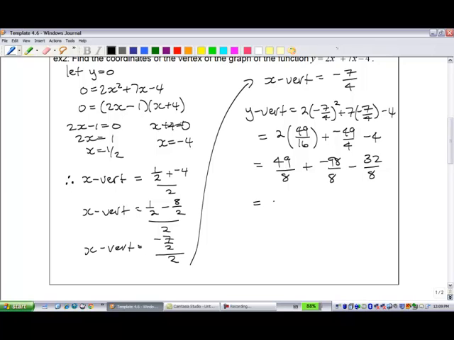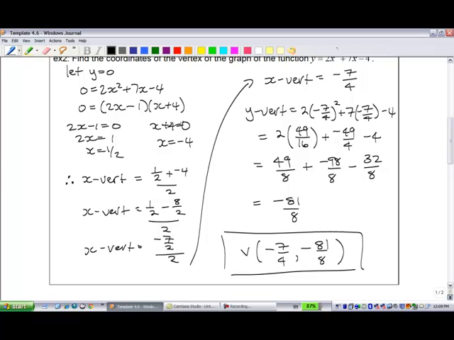And we see that we get a value of negative 81/8. So the vertex of this parabola is located at negative 7/4, negative 81/8. Not a very great point to sketch if we had to do that, but certainly the technique is going to remain the same no matter what.